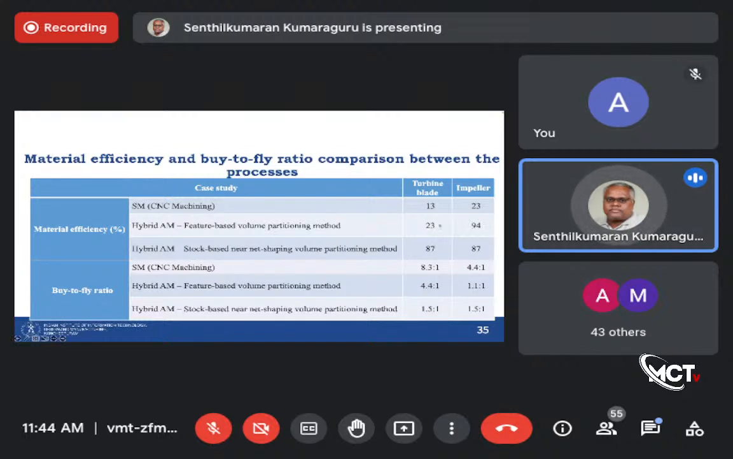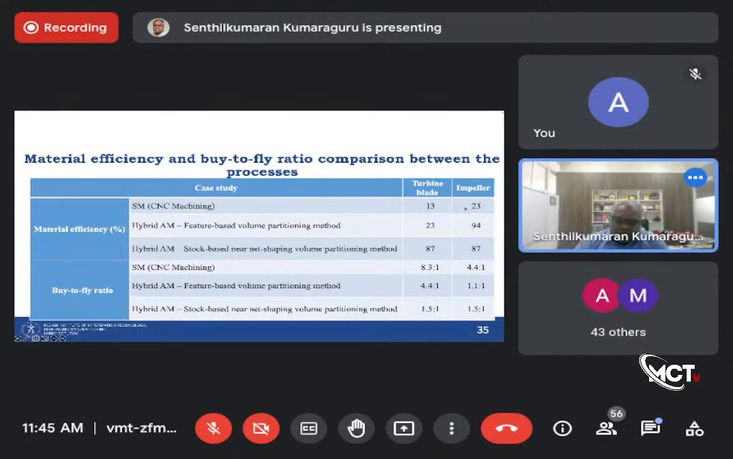If you see the material efficiency of a turbine blade, it is only 13% in subtractive machining. It's an extremely poor percentage, right? Extremely poor, 13%. An impeller, if you do subtractive machining, means you are going to waste a lot of material as chips here. In hybrid AM, it's still extremely poor for a turbine blade because it still required a lot of machining, probably.